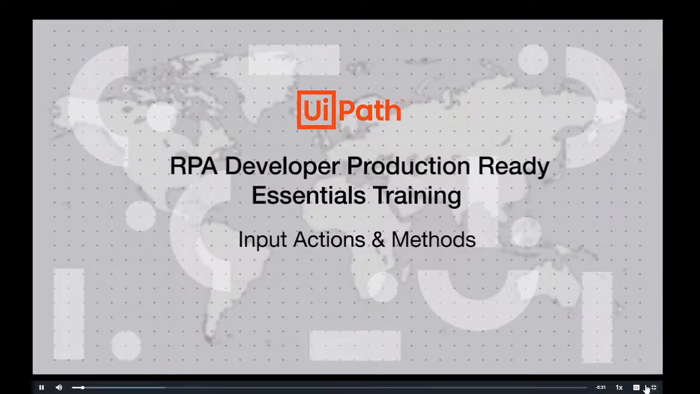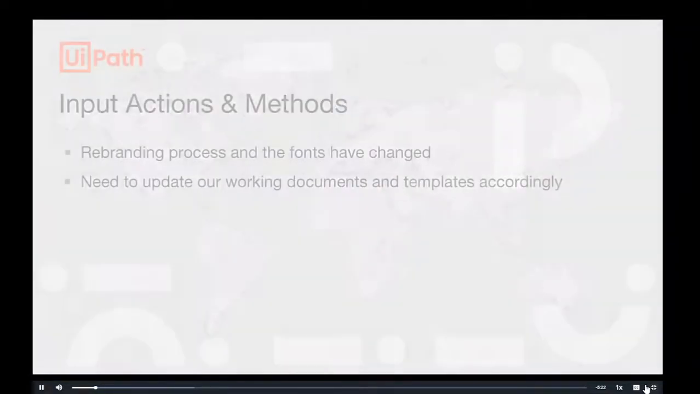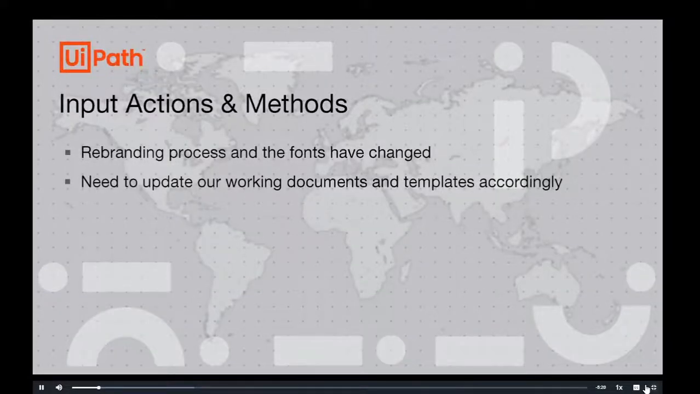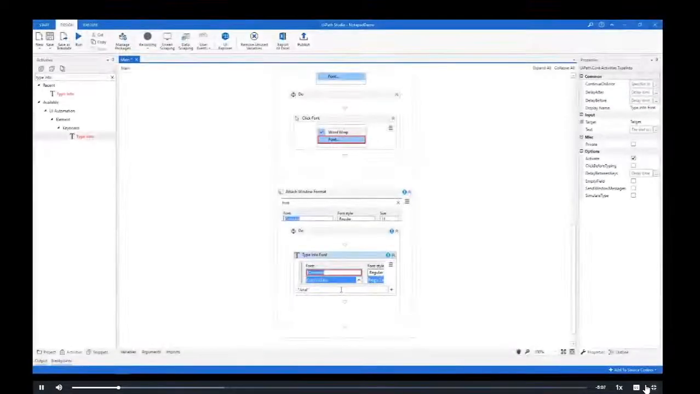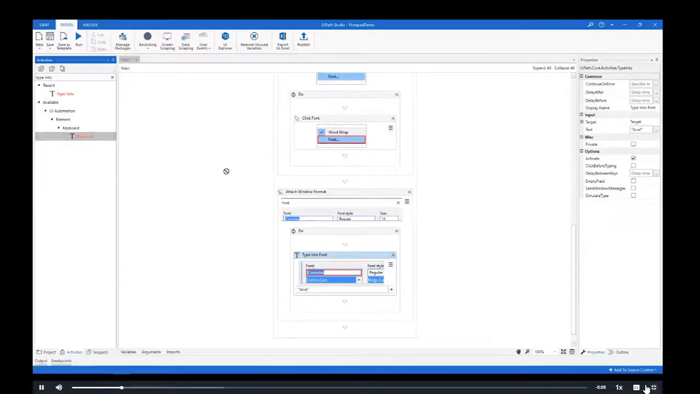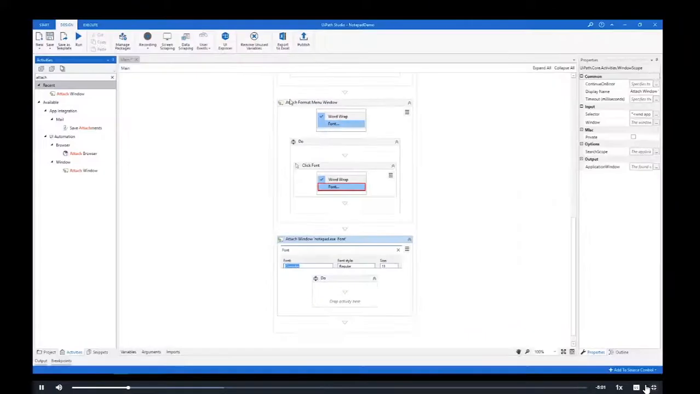Now that we've covered the basics of input actions and methods, let's learn how to use them when working with a text file in Notepad. Picture the following business scenario. We just went through a rebranding process and the fonts have changed. Now we need to update our working documents and templates accordingly. This kind of process applies to every department. In this demo, we will add text to a Notepad file and perform font style and size changes.